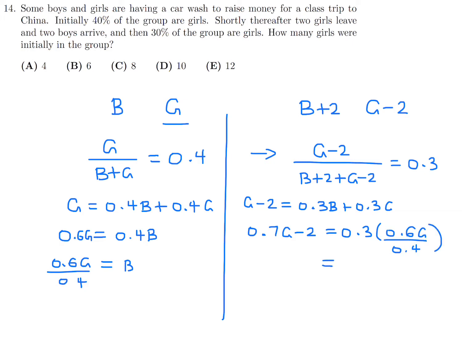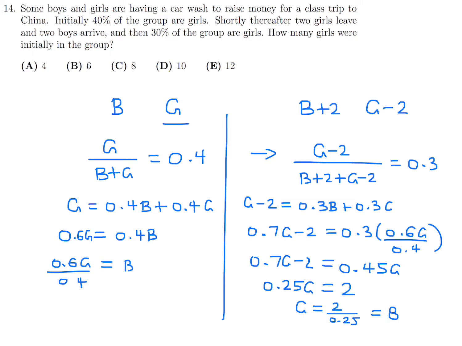All right, so this looks like it will be 0.3 times 0.6 over 0.4, so that is 0.45G, 0.7G minus 2. Bring the 2 over, and that looks like 0.25G. So therefore G is equal to 2 divided by 0.25, and that is 8. So initially the number of girls was 8. So therefore number 14, the answer is C.